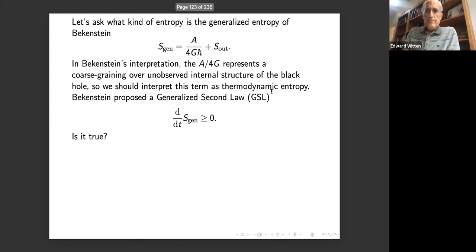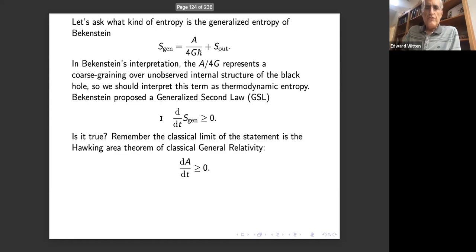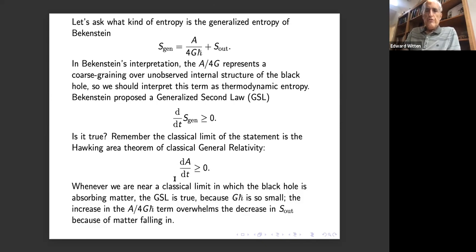Well, okay, so that's not precisely the way I organized my slides. Let me present it the way I have in my slides. So Bekenstein had this generalized second law. We can ask if it's true. The classical limit is the Hawking area theorem. And whenever we're near a classical limit and the black hole is growing, the generalized second law is true because the area term dominates. So the increase in the area term dominates whatever else is happening, except when the area term is zero.